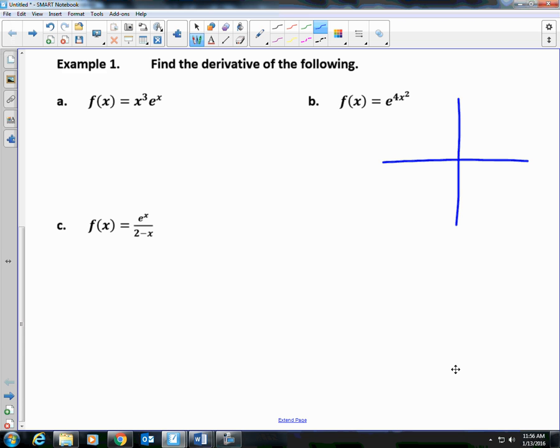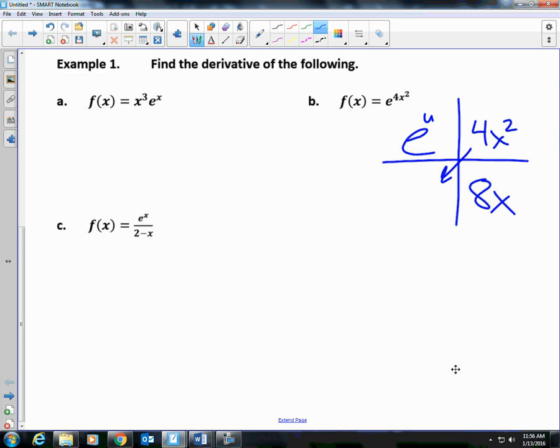I use the chain rule. Now you might be wondering, why do I use the chain rule? Well, think about it. If you were to plug in a number, you would square it, then you multiply it by 4, and finally you take e to that power, right? So I can write this as a composition function, e to that power. So the inside function is 4x squared. What's the derivative of 4x squared?